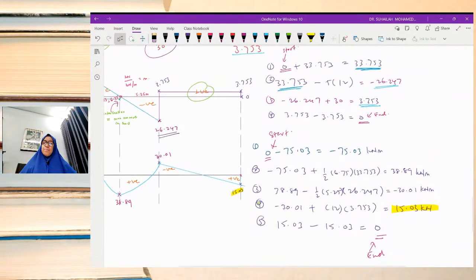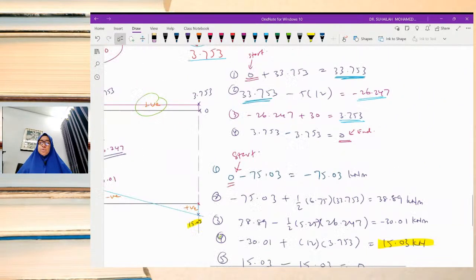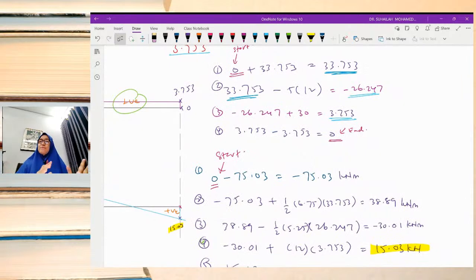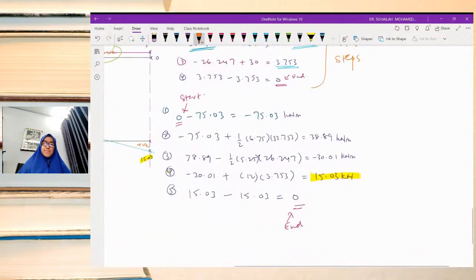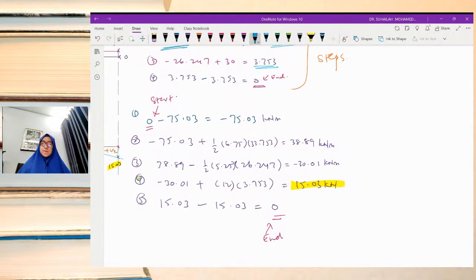Okay, I have put all the steps for drawing the shear force diagram and bending moment diagram. It's written here. So this is for the shear force diagram steps, and this is for the bending moment diagram steps.